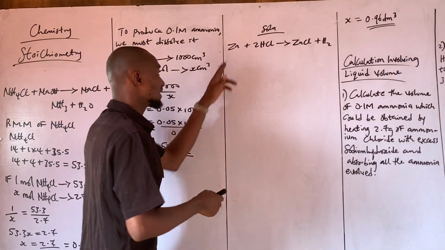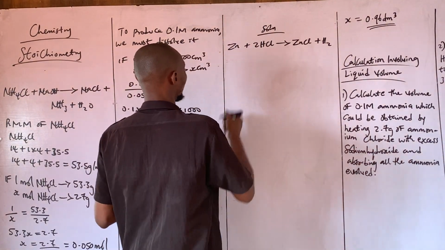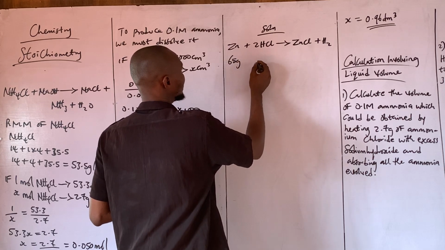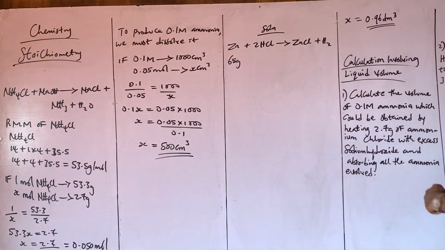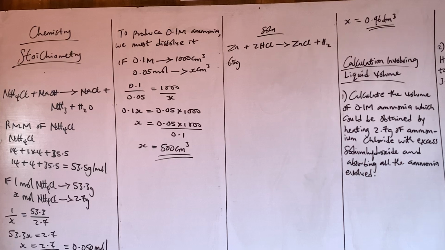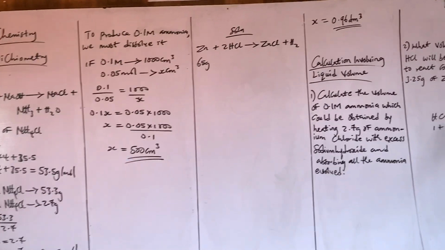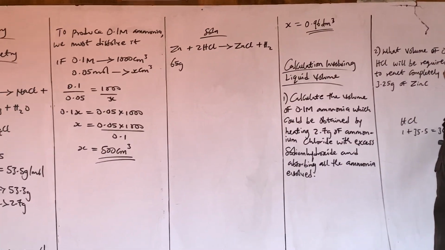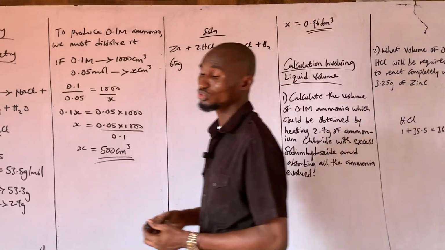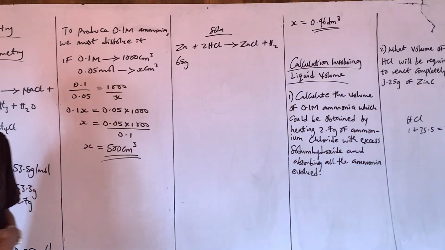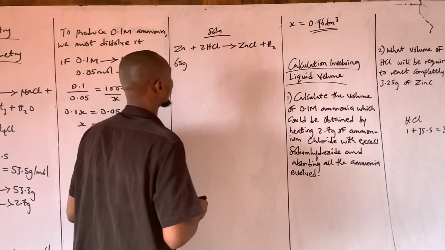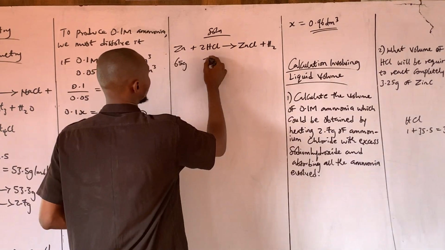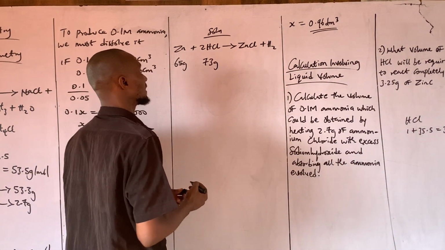We know that the mass number of zinc is 65, so 65 gram. Now we need to find the mass of hydrogen chloride. This is HCl, which is 1 plus 35.5, and this will give us 36.5. Then 36.5 times 2 will give us 73. This is 73 gram.